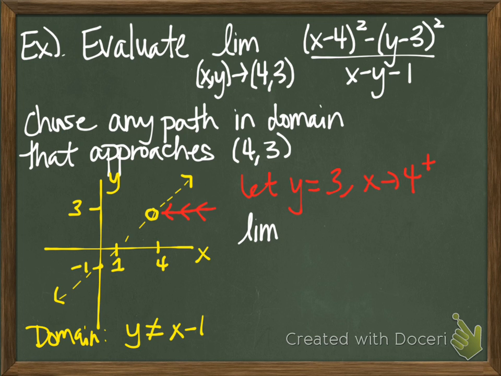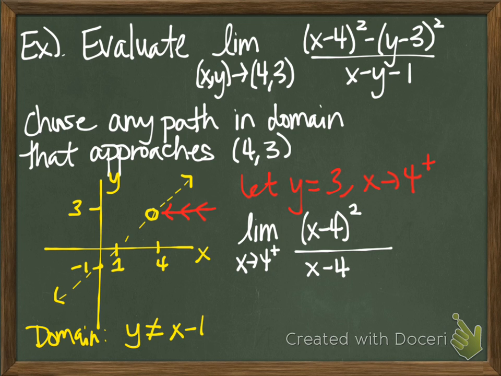So everywhere that I have y in my original function, I'm going to replace it with 3. So I'm still going to have x minus 4 squared here. But now I'm going to have minus, and then 3 minus 3 is just 0, so that's going to go away. Okay, and now in my denominator I'll have x, and then I'm replacing y by 3, so x minus 3 minus 1. Or we can just put that as x minus 4. Okay, and this is now the limit as x approaches 4 from the right.